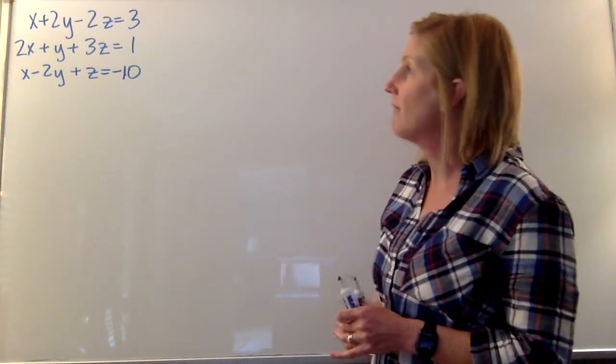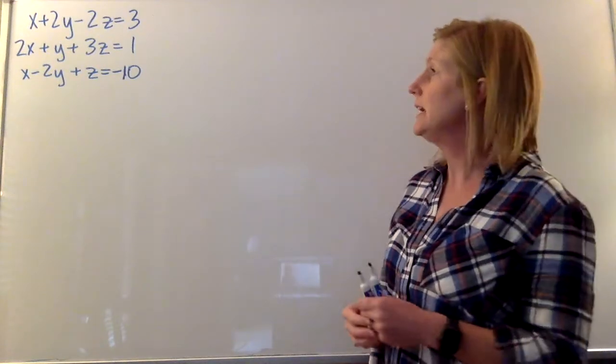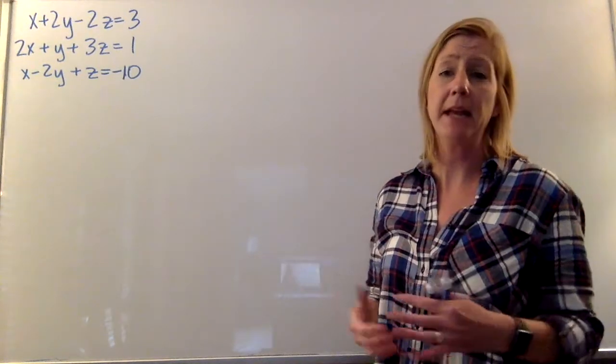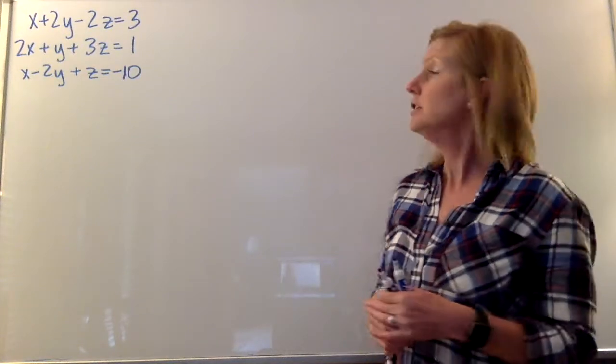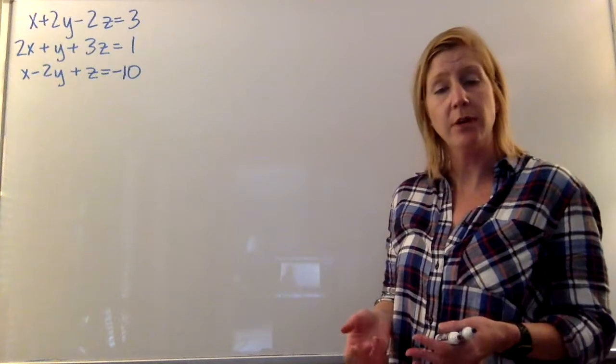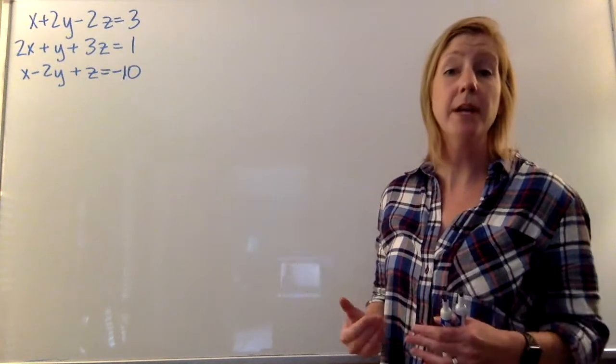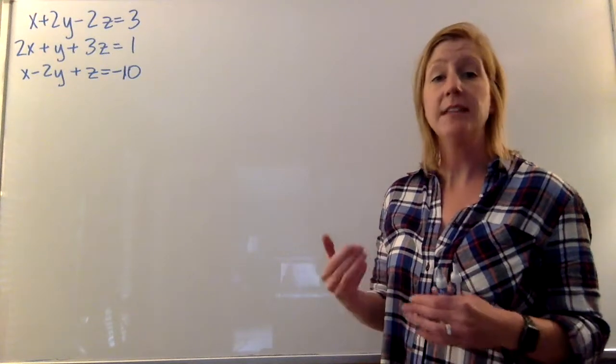When we have three variables, it's really difficult to use substitution. It makes the problem longer, more complicated, and there's a lot more room for error. So we're going to focus on the method that we learned when we did systems of two equations with two variables, and that is elimination. We want to try and get rid of a certain variable to help us out.